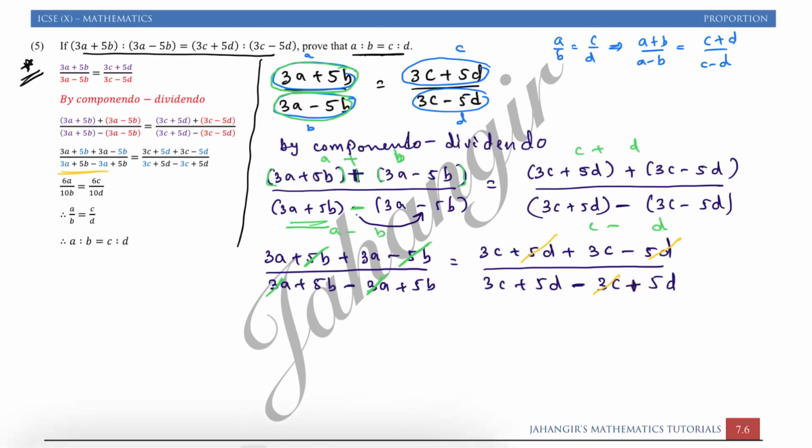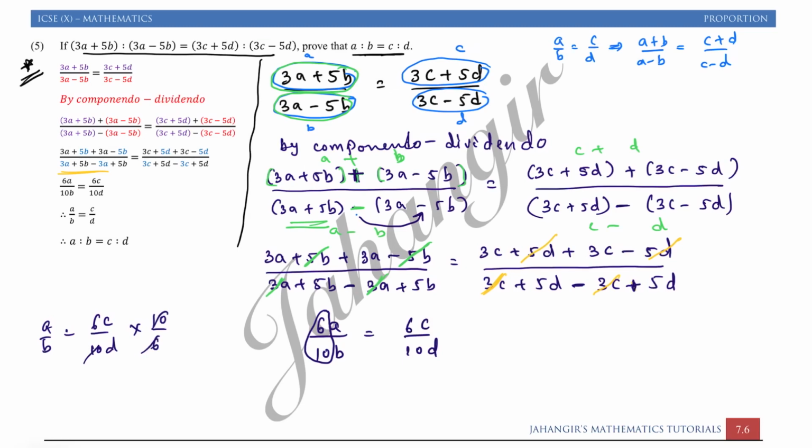So 3c and 3c will get cancelled. Okay. So what is left that I have to write? Here left is 3a plus 3a, 6a upon 10b is equal to 6c upon 10d. You know you can cancel on the same side. If you bring this 6 by 10 on the other side, you will get a by b is equal to 6c by 10d into 10 by 6.